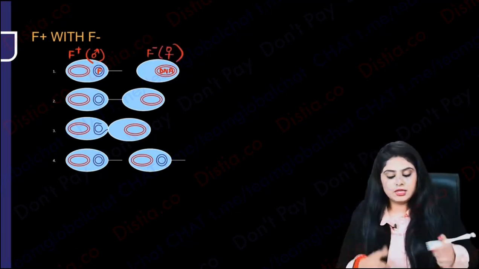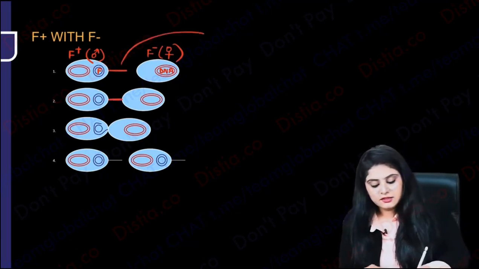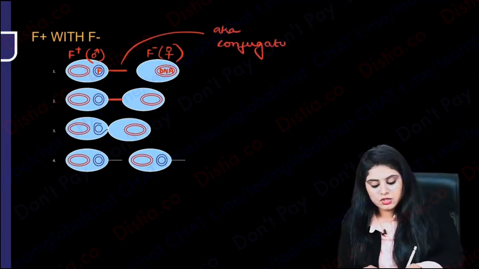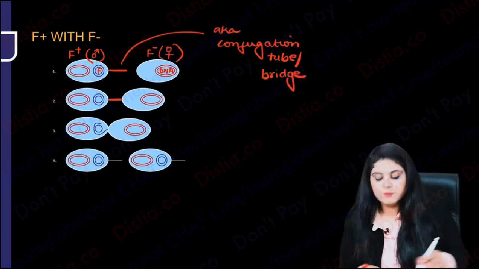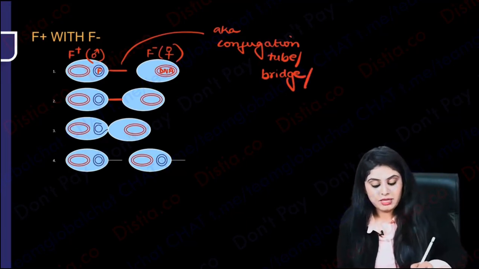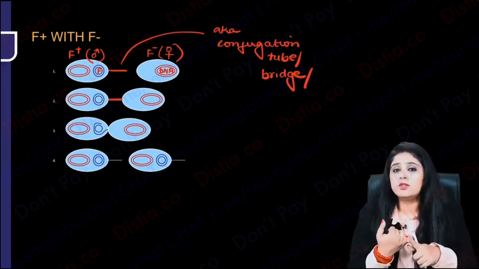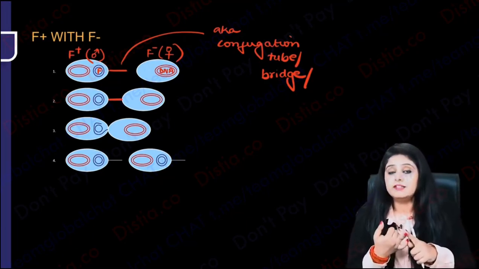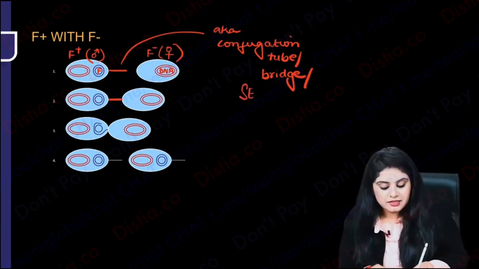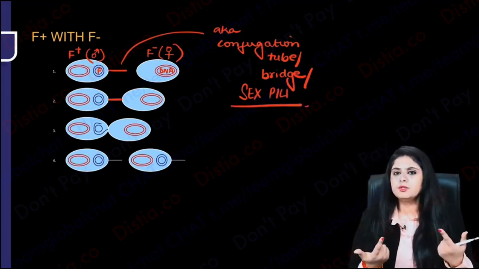How do I make them conjugate? Can you see there is a line forming in between them? Can you see that? This is known as a conjugation tube, because you are talking about conjugation. This is known as a conjugation tube, which is also referred to as a bridge, and this is made of what? What was helping in attachment? I'll give you options. Flagella? No, flagella was the locomotion one. Pili? Yes, pili help in attachment. Can I say these are sex pili? These are sex pili. Between male and female there will be sex pili, right?